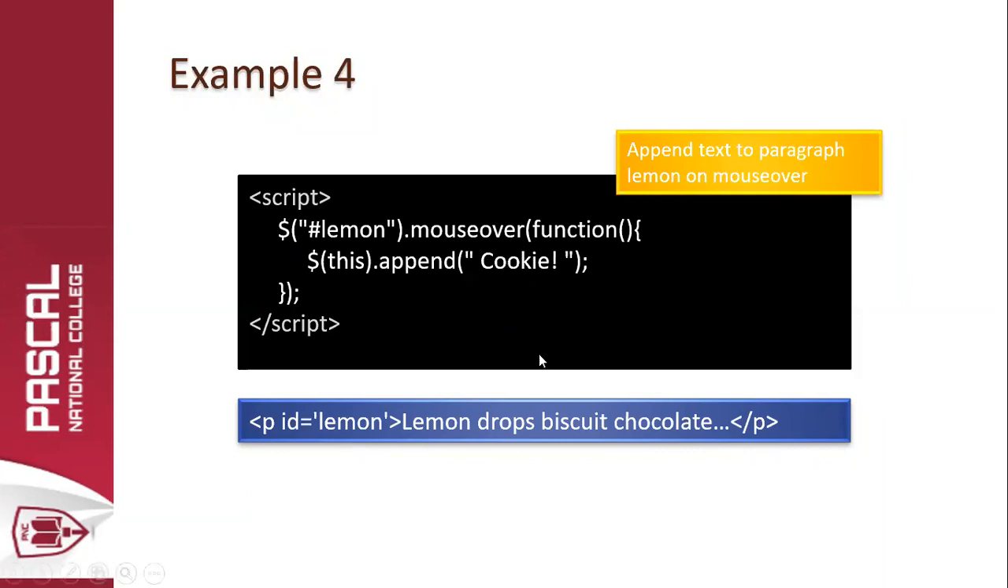Then cookie. Now see, lemon, drops, biscuit, chocolate, and so on. After this you will be writing cookie whenever I mouse over this paragraph. Cookie, cookie, cookie, like this, the text will keep on adding.